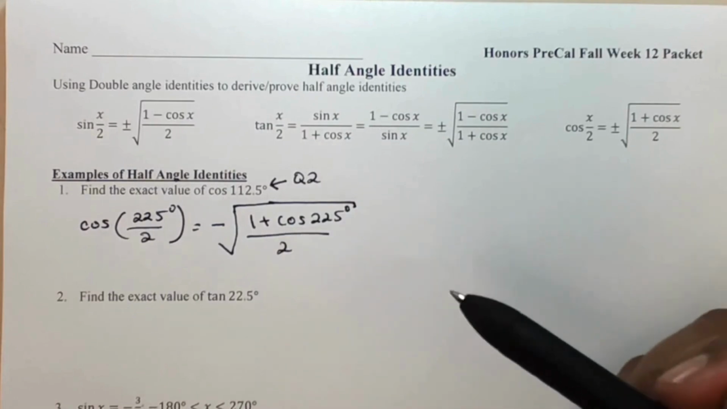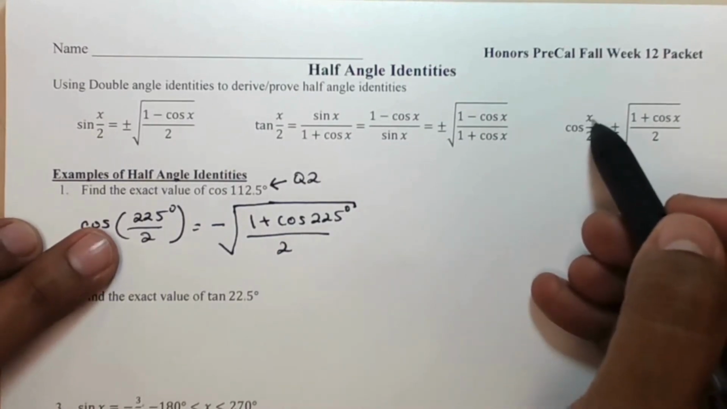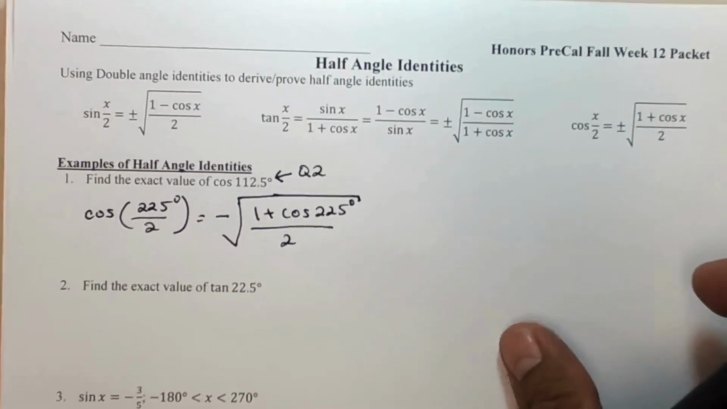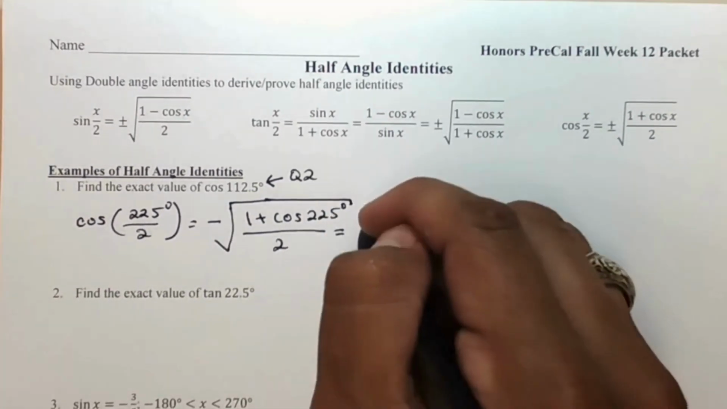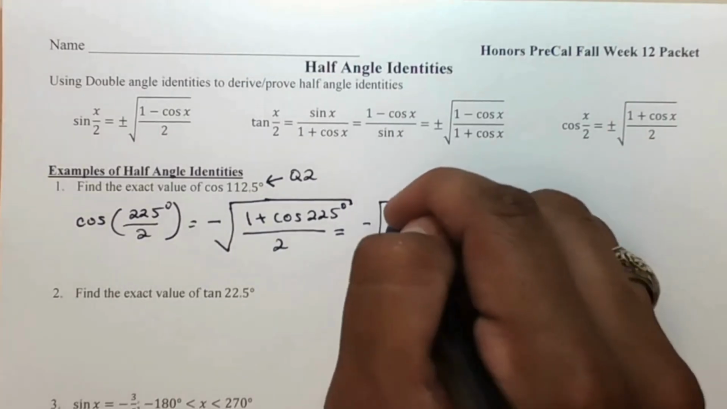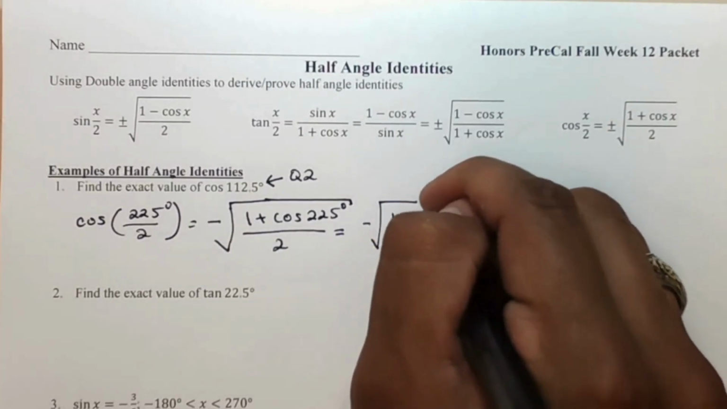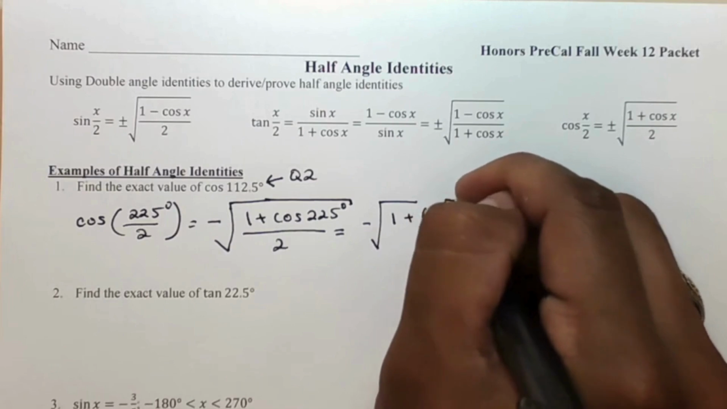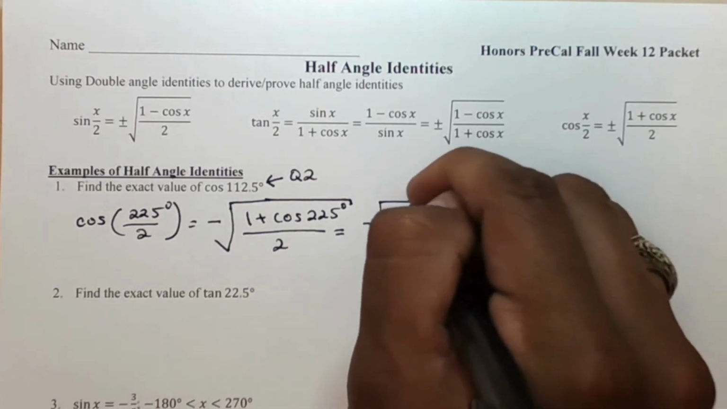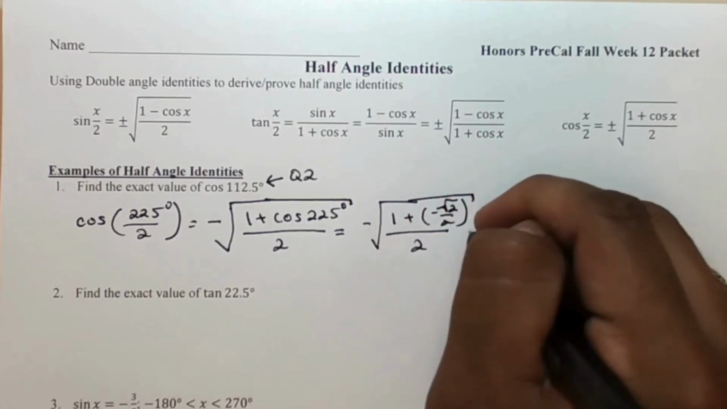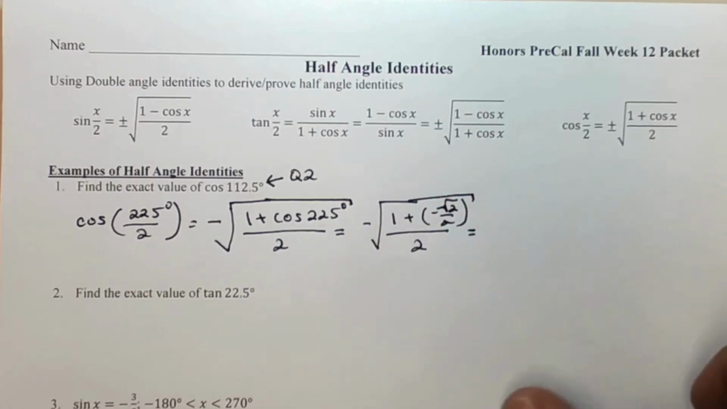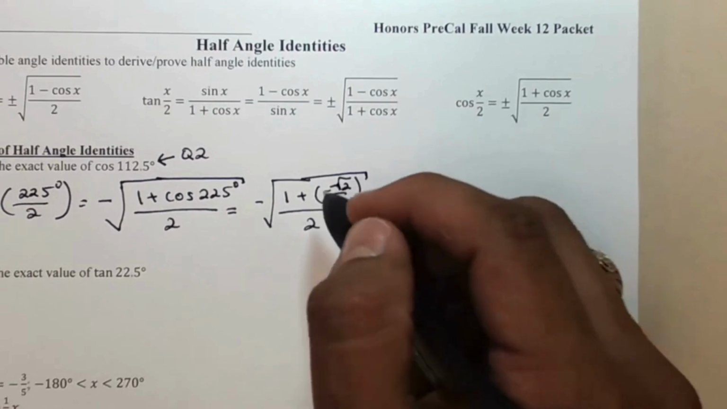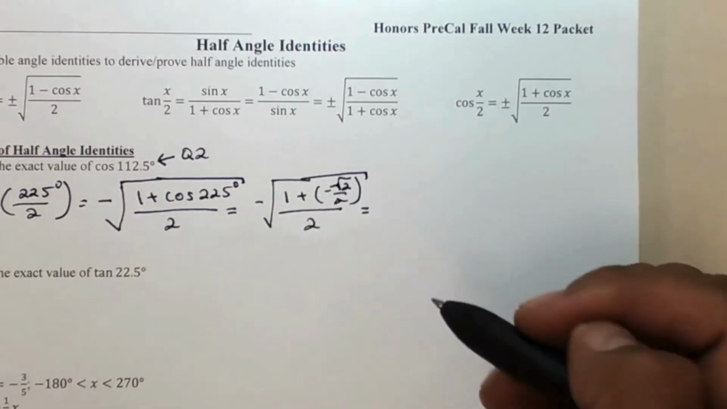So that's what we're trying to do here. We're trying to figure out a value of x that ends up being on the unit circle. So then I'm going to plug in my value of cosine of 225, which is going to be negative root 2 over 2, all over 2. Well, I can rewrite this a little bit. I can first do the 1 plus negative root 2 over 2.